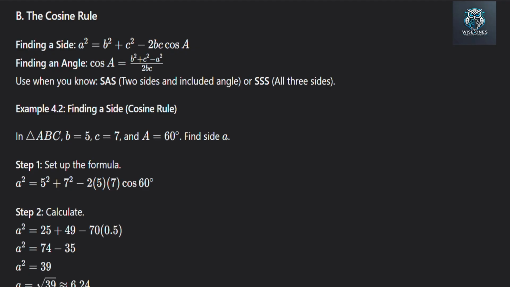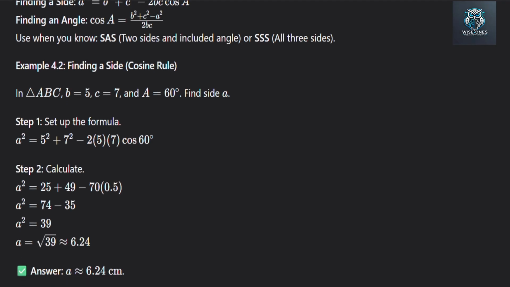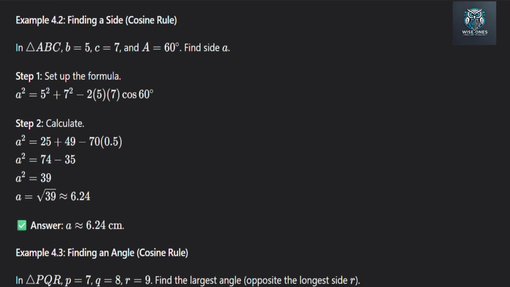Let us look at example 4.2, finding a side using the cosine rule. The question is, in triangle ABC, side b is 5, side c is 7, and angle A is 60 degrees. Find side a. Step 1, set up the formula. a squared equals 5 squared plus 7 squared minus 2 times 5 times 7 times cos 60 degrees. Step 2, calculate.